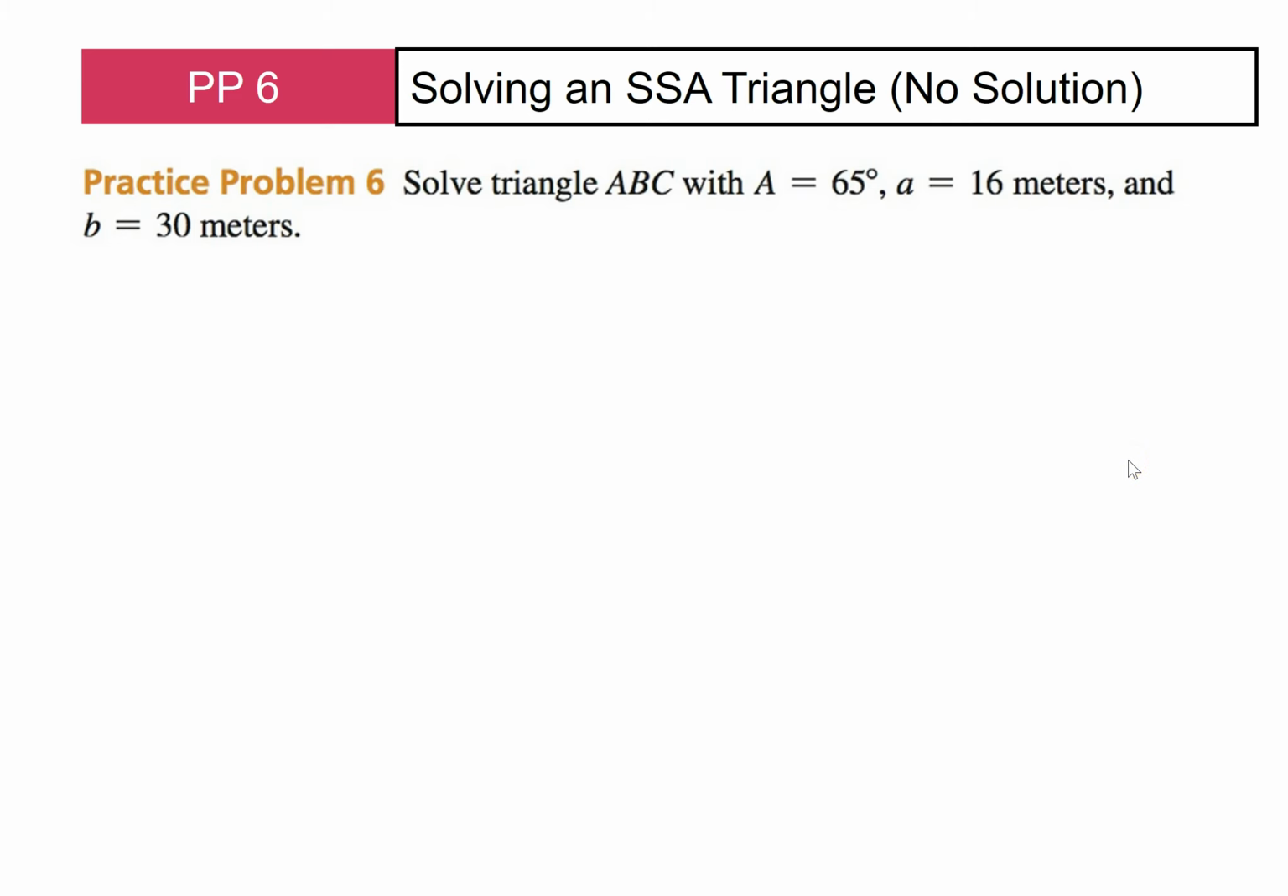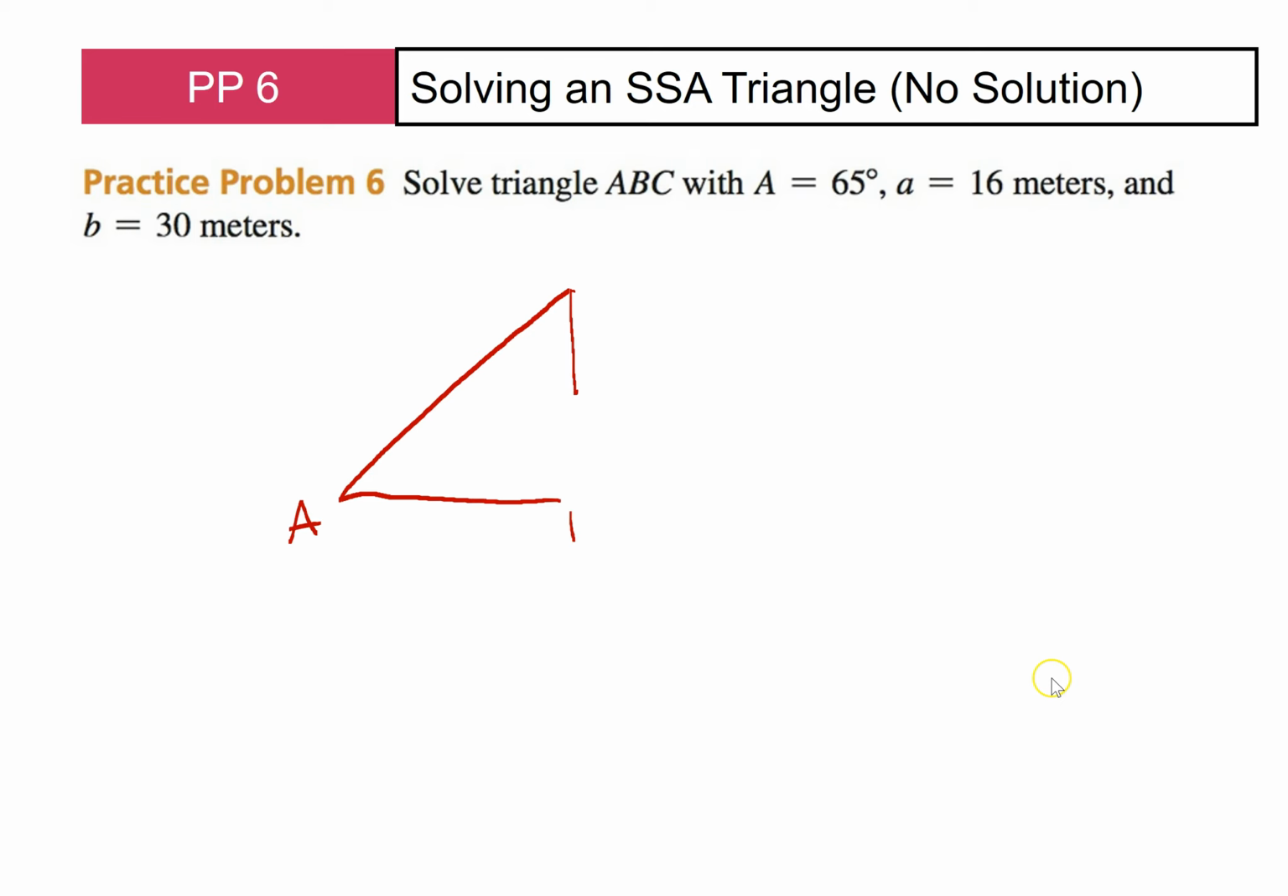All right, the description to this problem sort of gives it away already here. Solving an SSA triangle, and then it says no solution. So you kind of know what you are going to expect to find here. All right, let's go for it. So it says solve, but let's see if we can solve in the first place. I'm going to put it like this, and then we're going to see if we have enough minimum value to reach to the other side over here.